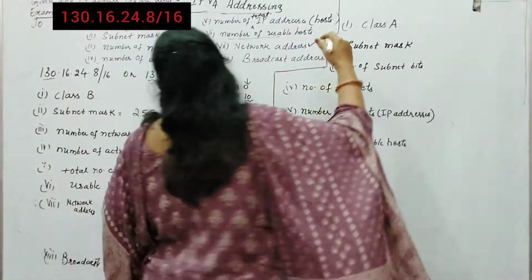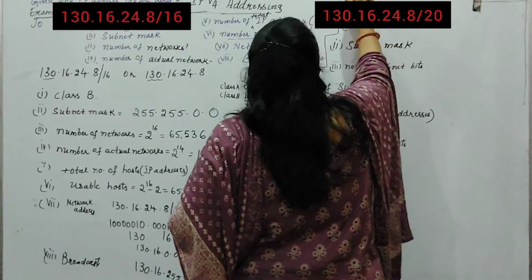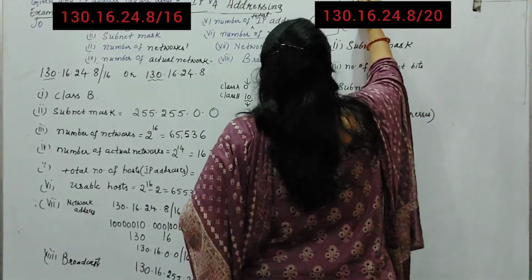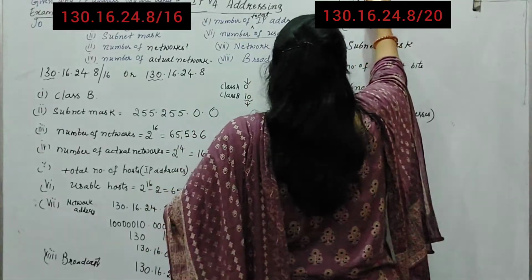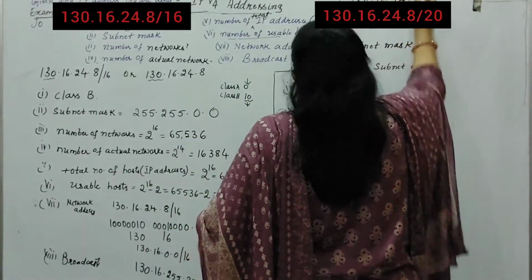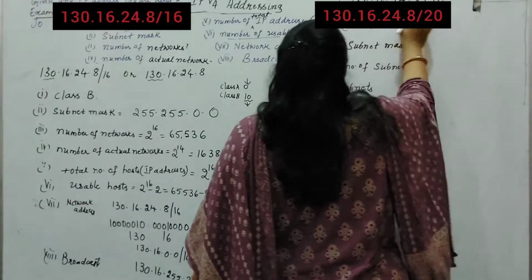Now let us take a different number. So I'll take this as example 4 now. And what is the IP address? IP address, let me take 130.16.24.8/20. Now what is the difference here?